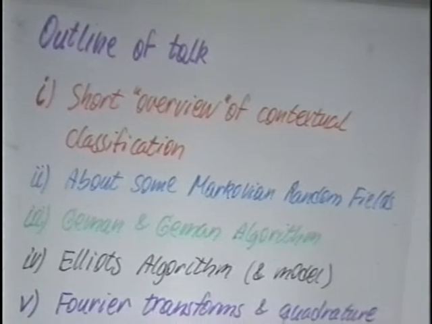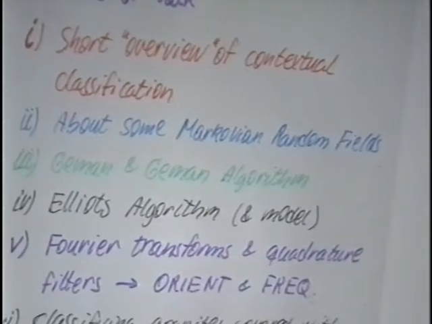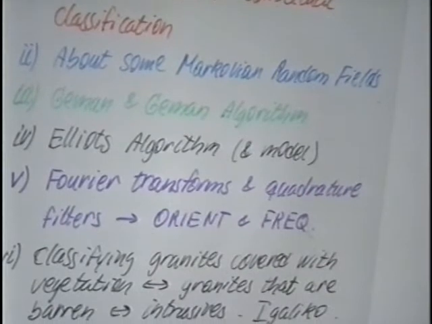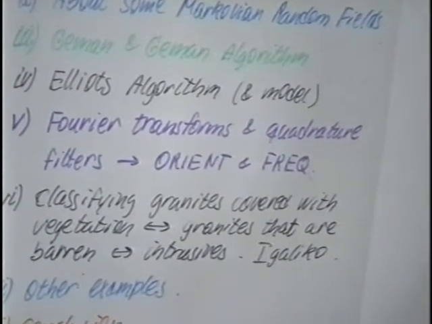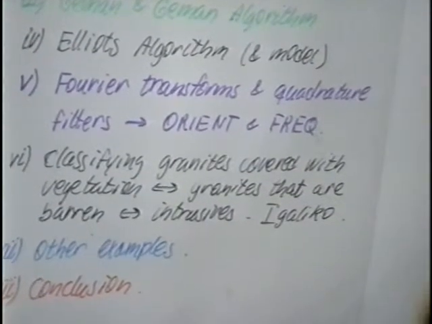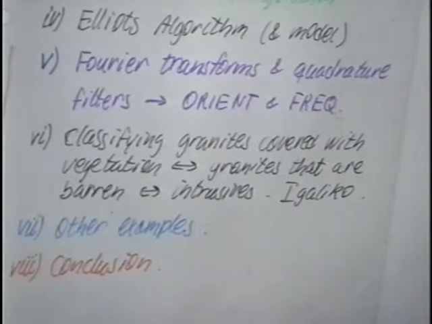The outline of my talk will be a short overview of the notion of contextual classification. It will be some results about Newtonian random fields. It will be something about two algorithms I call the Giemann and the Elliott algorithm. And then I'll be talking about estimation of texture parameters for use in classifications, and then I'll offer a conclusion at last. And it's those marked with red that should impress you the most. The others is just reference to other people's work.